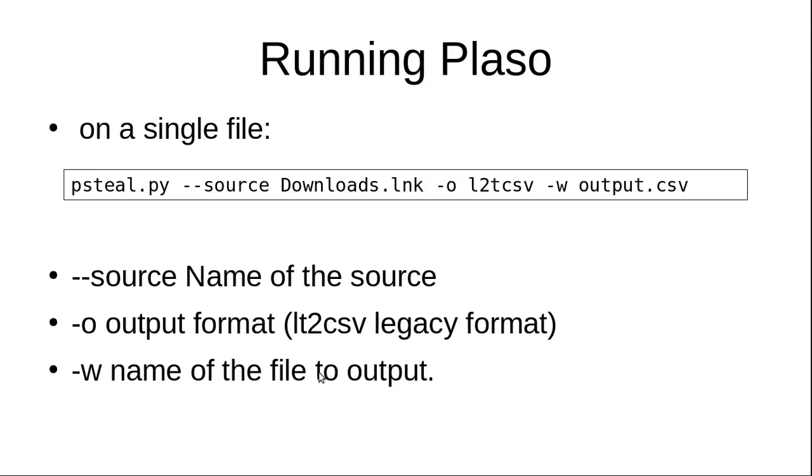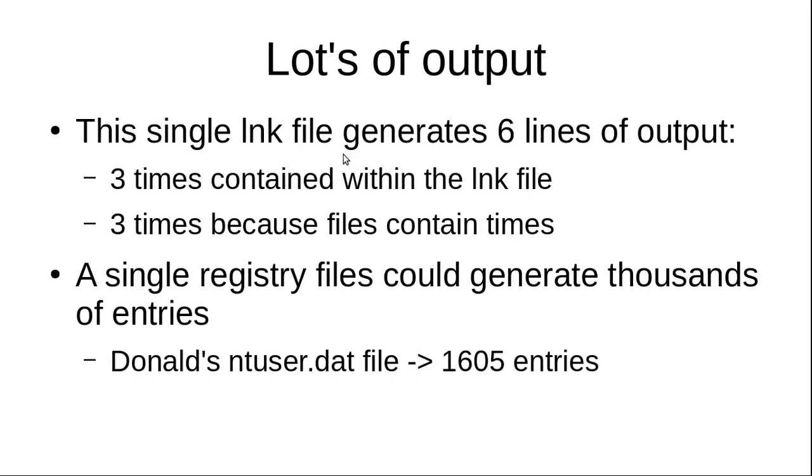Okay, so this just explains that again. It generates lots of output, but a single link file generates 6 lines of output. So that's 3 times contained within the link file, and 3 times because all files contain times. There is your last modified time, access time, the time you were born, and the change time. 2 of those might be the same. That's for a link file.